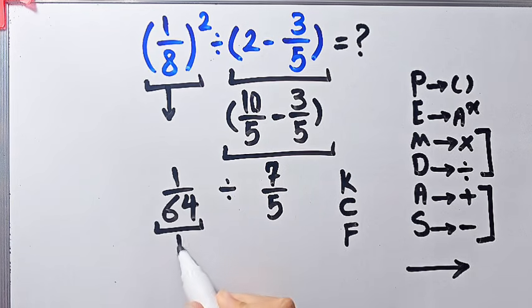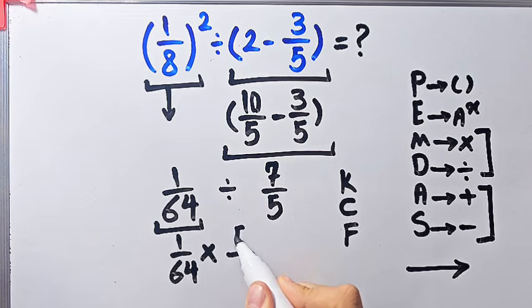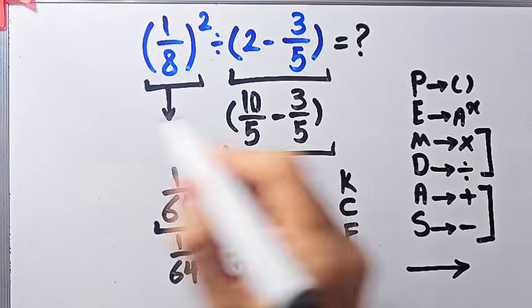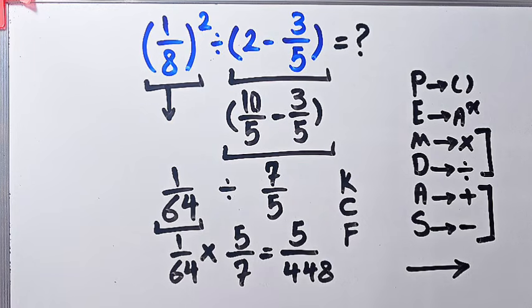We keep the first fraction as it is. After that, we change the division sign to a multiplication sign, and after that, we flip the second fraction. Now we have 1 over 64 times 5 over 7. Okay guys. 1 times 5 equals 5, and 64 times 7 equals 448. The final answer of this question equals 5 over 448.